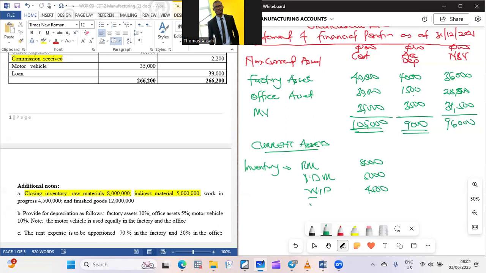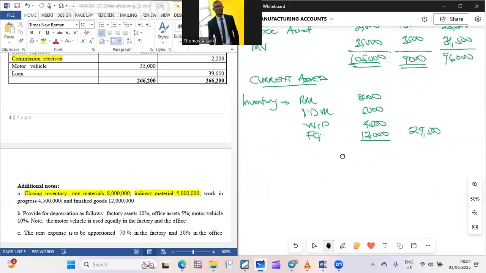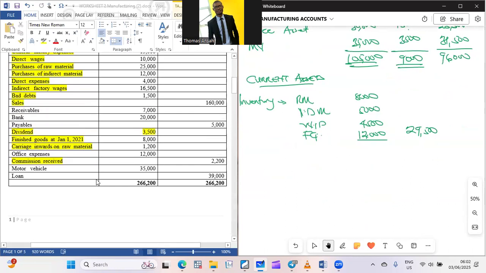Then we have finished goods. Finished goods is 12,000. So footnotes are treated twice. You treated these things in the manufacturing and stuff. You are now bringing them in here. So how much do we have? 8,000 plus 5,000 plus 4,500 plus 12,000. That's 29,500.